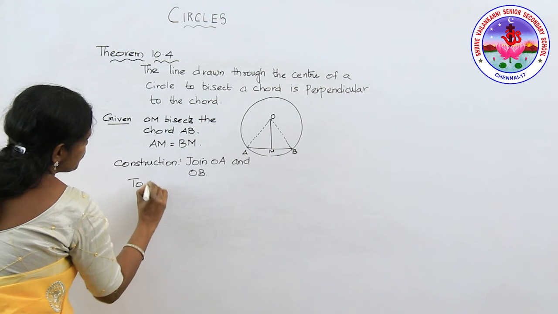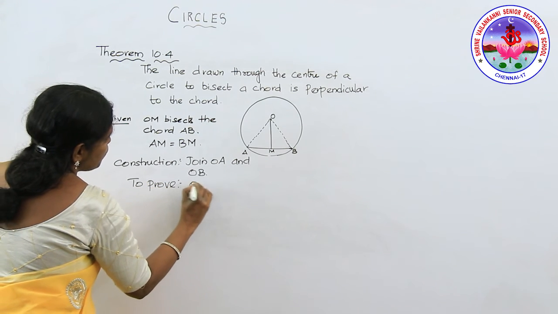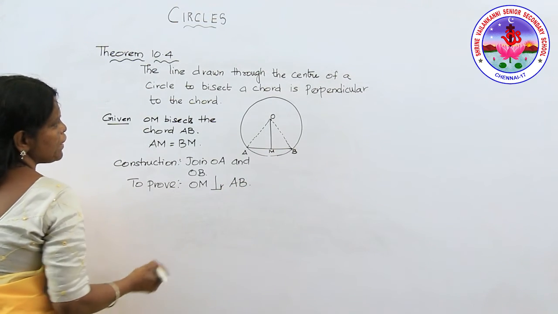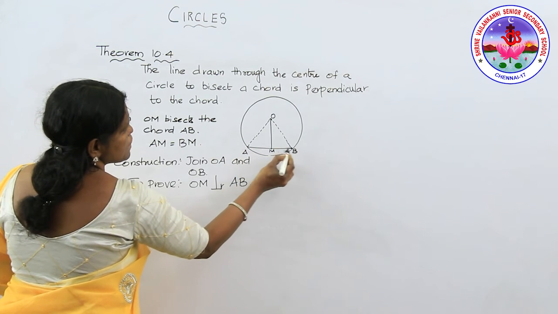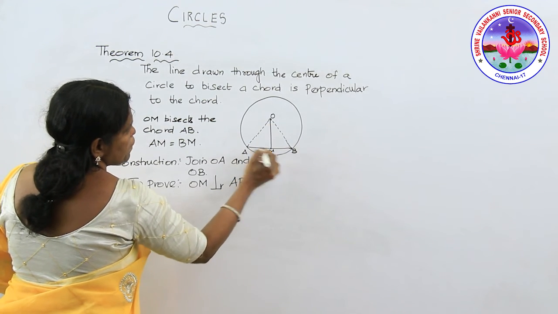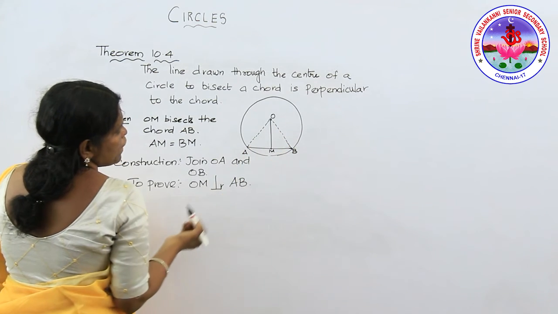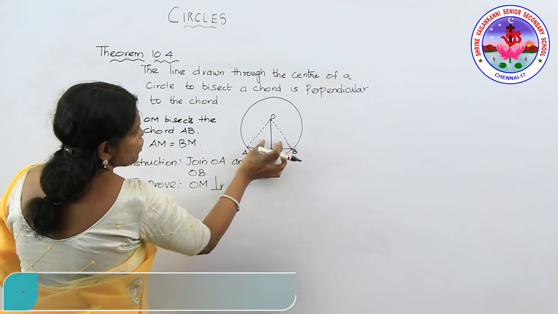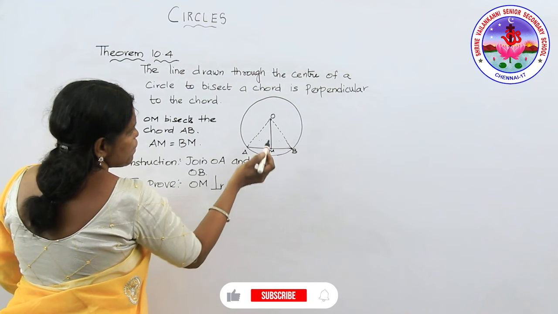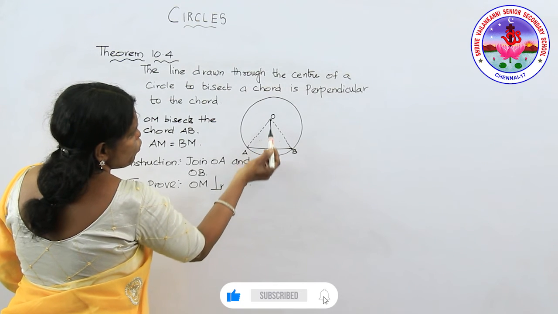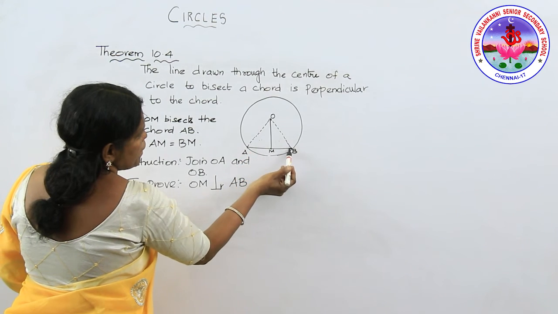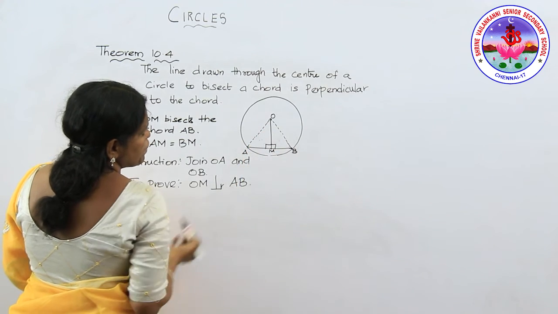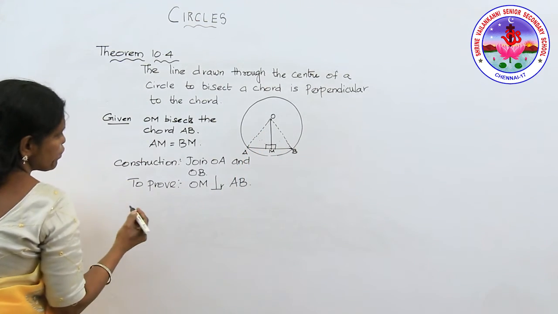I need to prove OM is perpendicular to the chord AB. So here we know that AM is equal to BM. It is given OM bisects the chord, and OA, OB are the radii of the circle. So I am going to take these two triangles to prove the congruence of these two triangles, and by congruence I can show that angles OMA and OMB are both equivalent to 90 degrees. That is, OM is perpendicular to AB. So first we will prove the congruence.